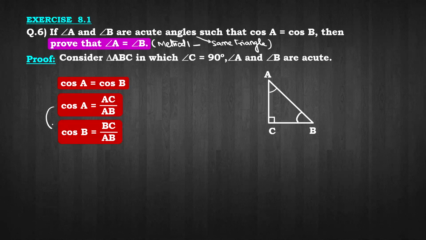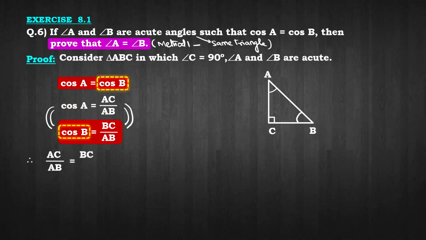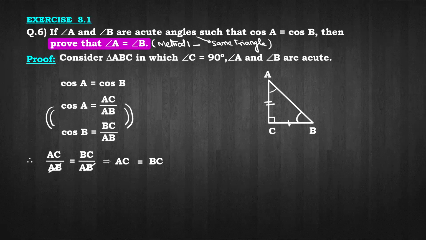That is, these two are equal, which means the right side terms must be equal. So cos A, that is AC by AB, must be equal to cos B, that is BC by AB. These two cancel, we get AC is equal to BC. Right? Now in this particular triangle, AC is equal to BC. These two sides are equal.